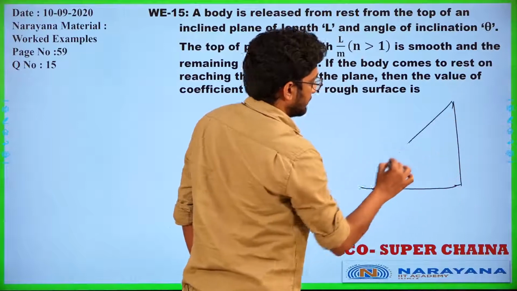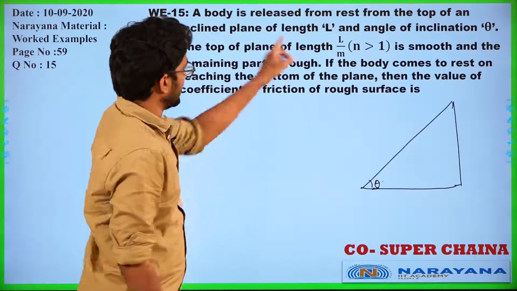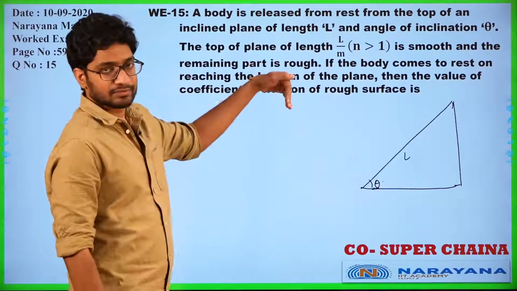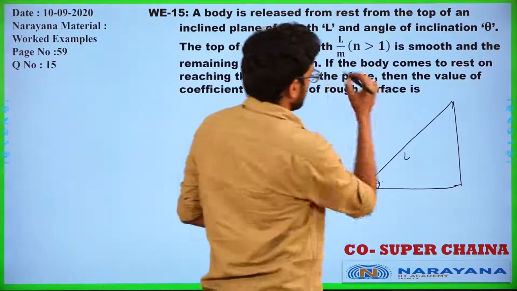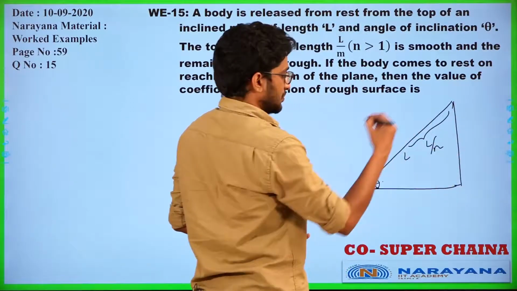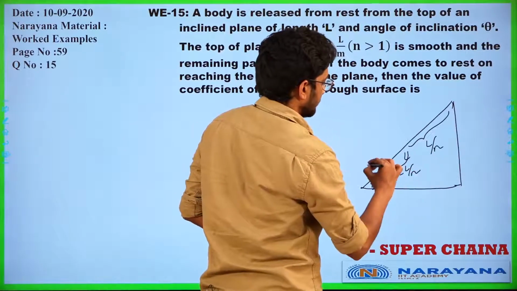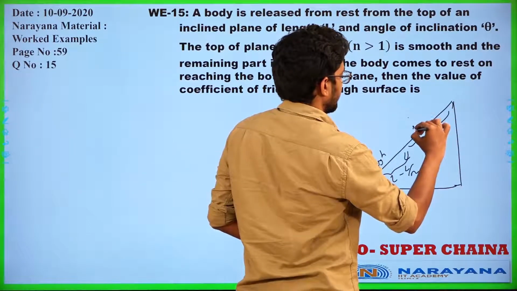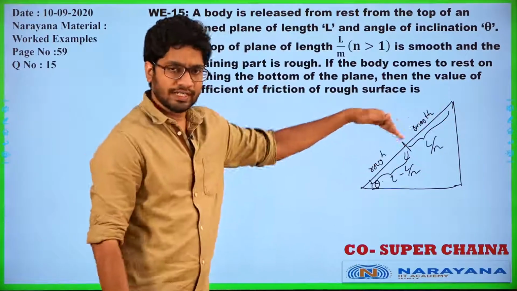So there is an inclined plane of inclination theta, and let's say the total length of the plane is L. The L by n part, that is some part of the plane at the top, is smooth and the remaining part is rough. The remaining part is L minus L by n. So until L by n there is a smooth floor and then there is a rough floor.